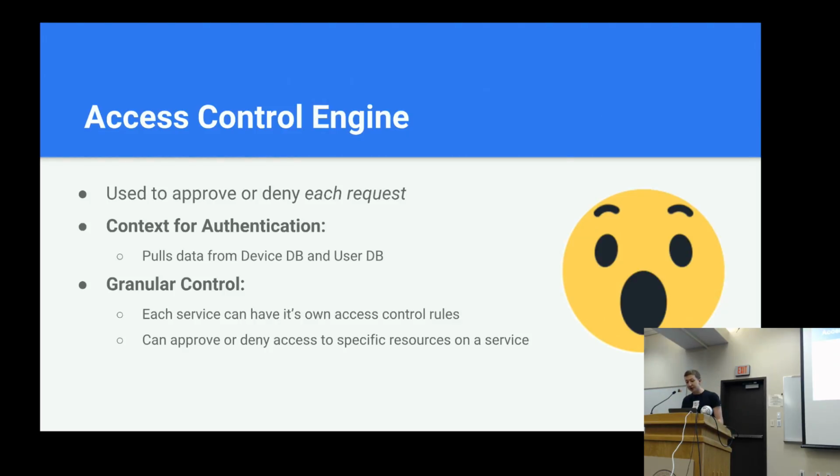Each service can have its own access control rules. So basically what we can do is more fine-grained access restrictions on services. Instead of just saying anyone from this network can connect to the service, now it's anyone on this device with this user can connect to the service, right? And also, you can use this to approve or deny access to specific resources on this service, right?